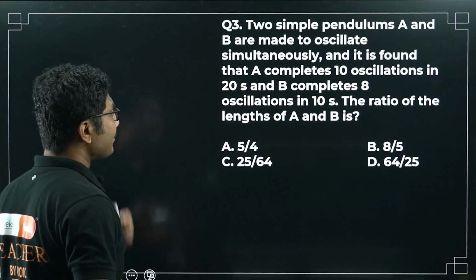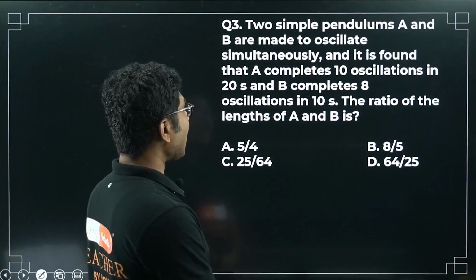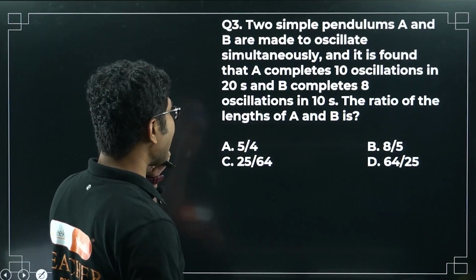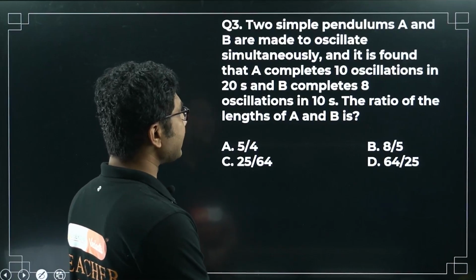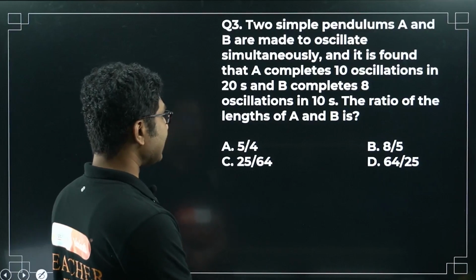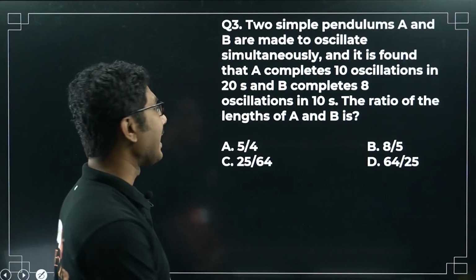Two simple pendulums A and B are made to oscillate simultaneously. Okay, two pendulums, they are oscillating simultaneously, and it is found that A completes 10 oscillations in 20 seconds and B completes 8 oscillations in 10 seconds. The ratio of lengths of A and B is.